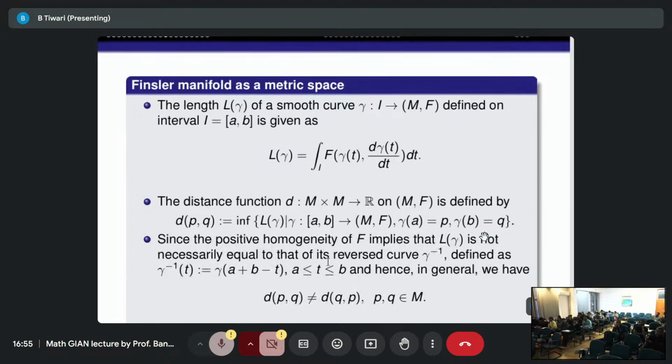Now, interestingly, because of this non-reversibility condition, because the norm of minus chi is not equal to the norm of chi, the distance here is not symmetric. In fact, the length of any curve is not equal to the length of its reversed curve. So if gamma is the reverse curve, its length may not be equal to the length of gamma. And therefore, the distance satisfies all the conditions except the symmetry condition.